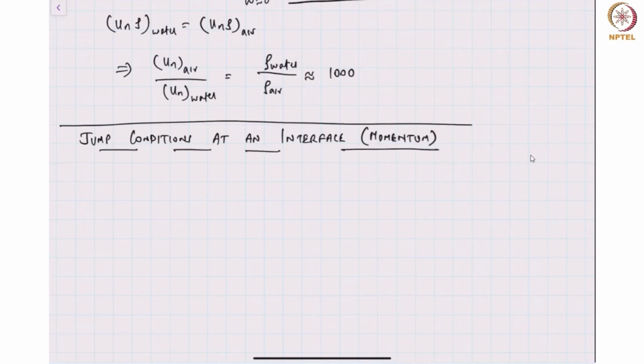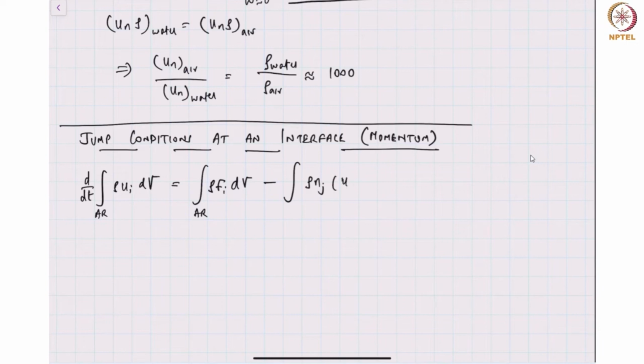Okay, let's write down the integral form of the momentum equation, sorry, the continuity equation. This is something that was derived in the last lecture. So we have the body force, then we have the momentum flux at the boundary, and we have the stress term.